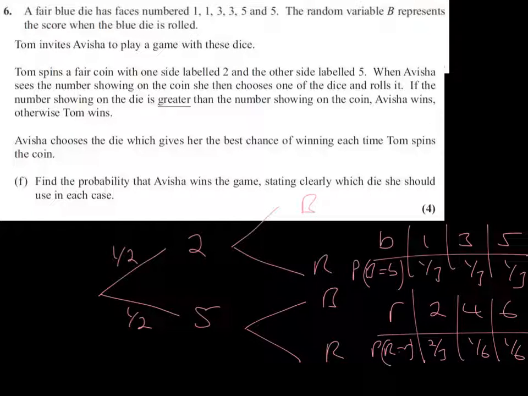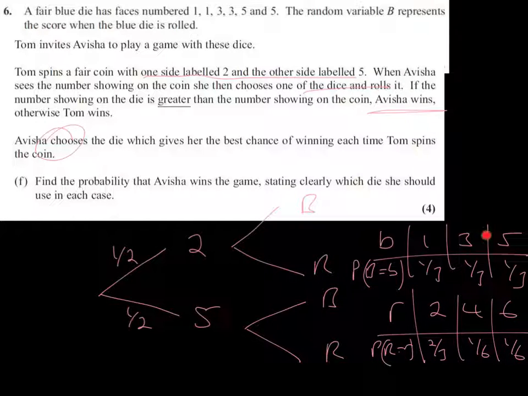In the final question, then, we're looking at the probability that Avicii wins the game. So the game involves Tom spinning a coin with one side labelled 2 and the other side labelled 5. So if we have a look at the tree diagram here, that's what we've got. He's going to toss a coin that can either land 2 or 5. And then we're told that when Avicii sees the number showing on the coin, she then chooses one of the dice and rolls it. If the number showing on the die is greater than the number showing on the coin, Avicii wins, otherwise Tom wins. And we know that Avicii chooses the die which gives her the best chance of winning each time Tom spins the coin.